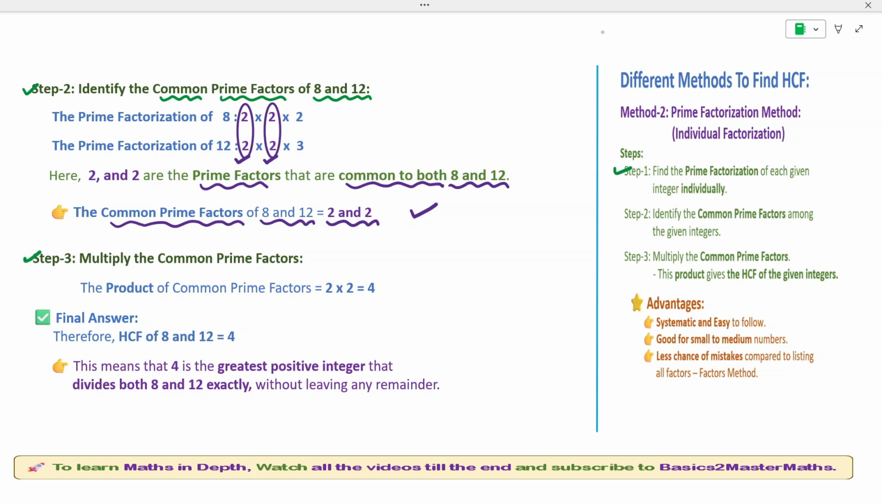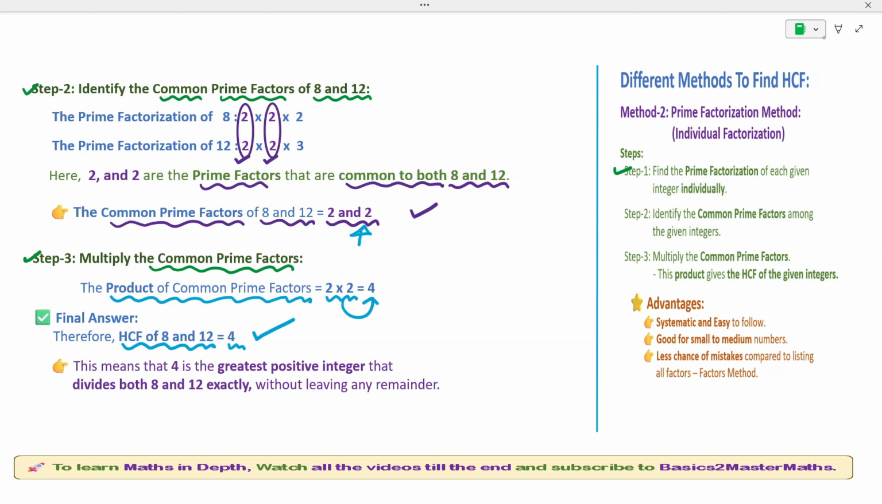Step 3. Multiply the common prime factors. In this case, the product of common prime factors is 2 multiplied by 2 gives you 4. Therefore, HCF of 8 and 12 is 4.